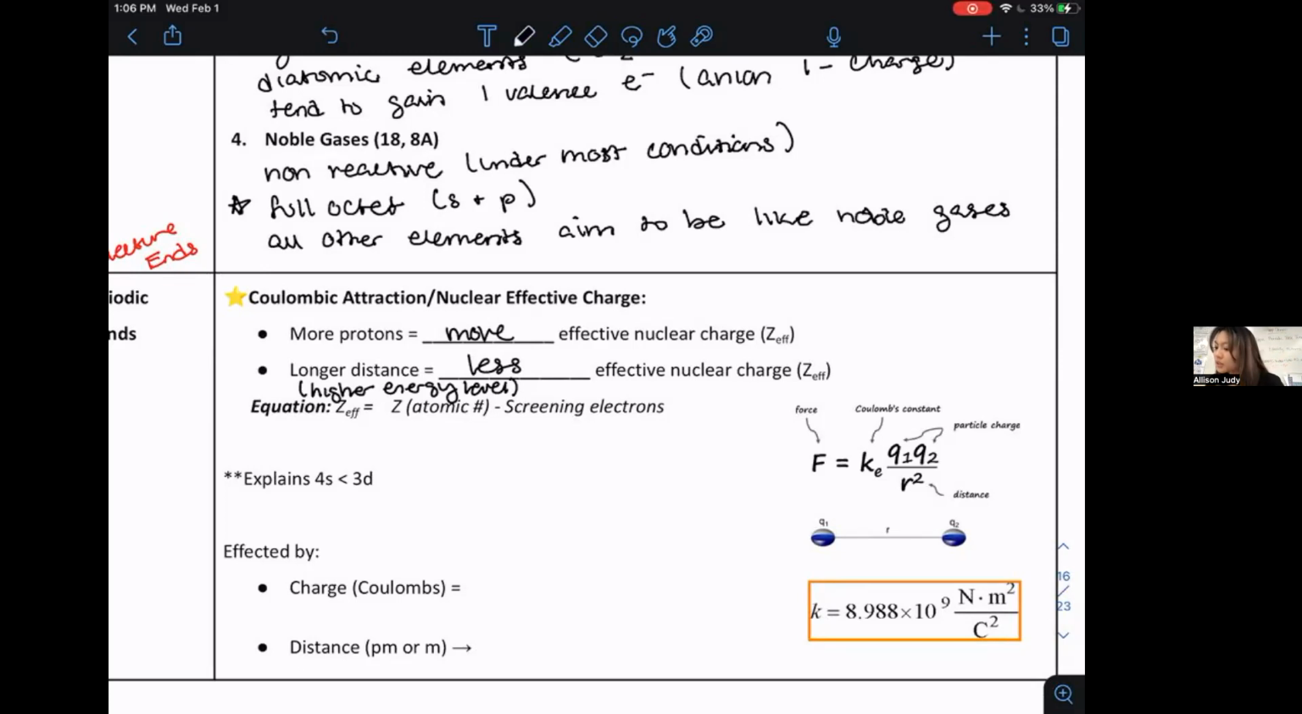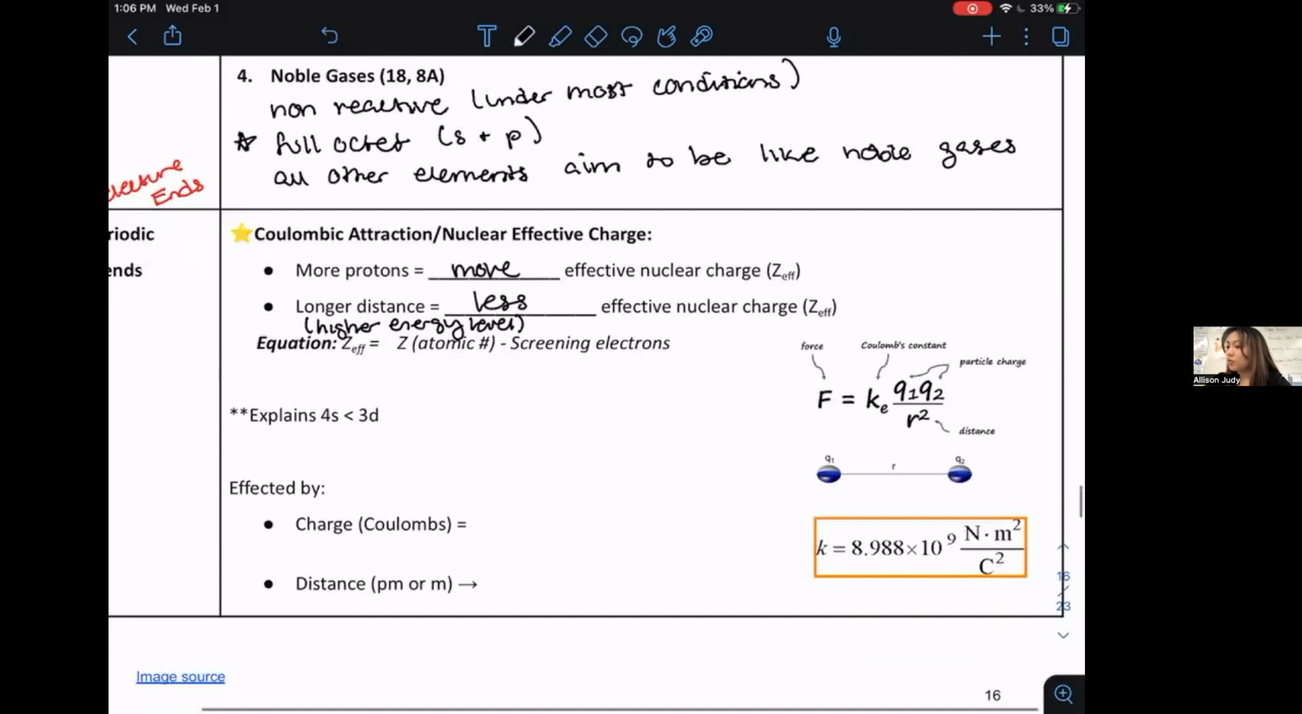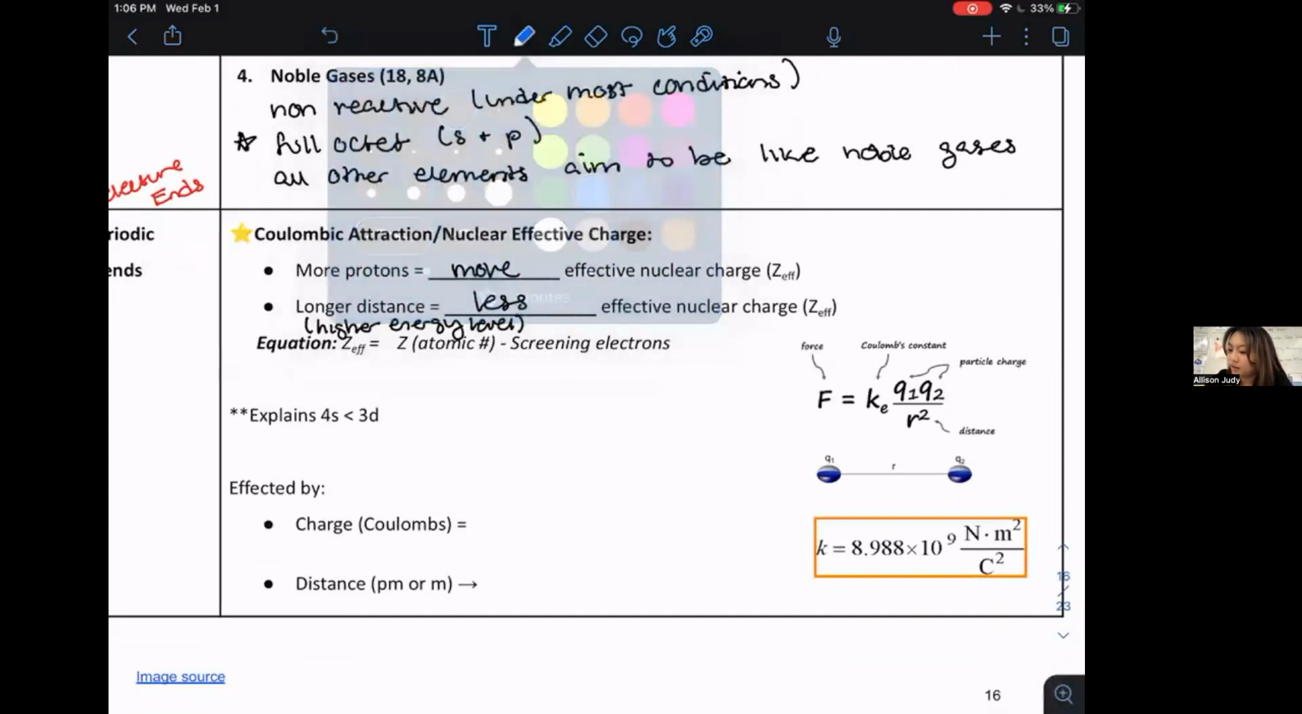Okay, so that is one of the most common FRQ explanations when you're talking about why we see certain things be higher energy than the other. Nuclear effective charge is one of the most common FRQ explanations when talking about trends with protons and, sorry, not neutrons, electrons.